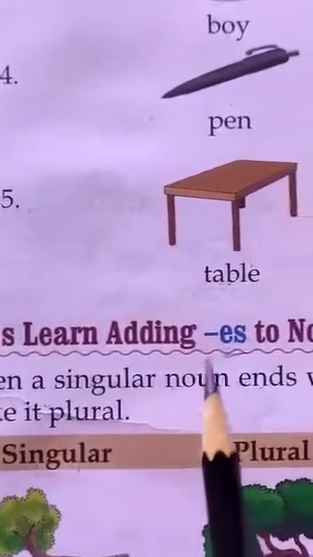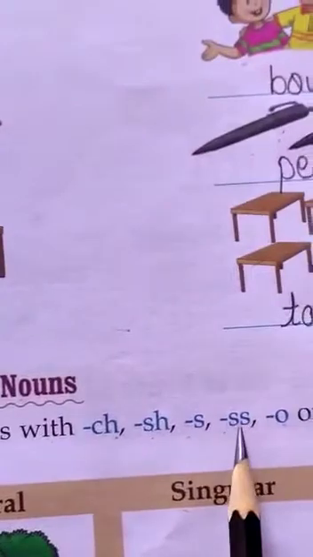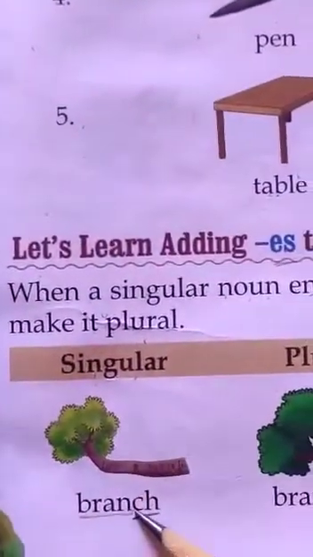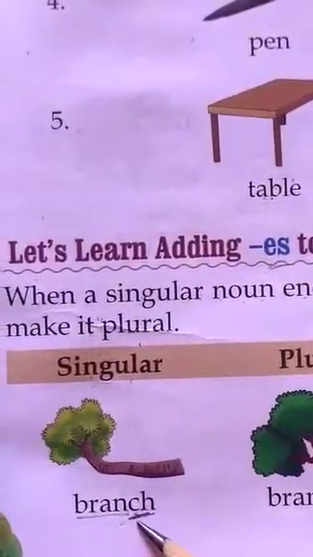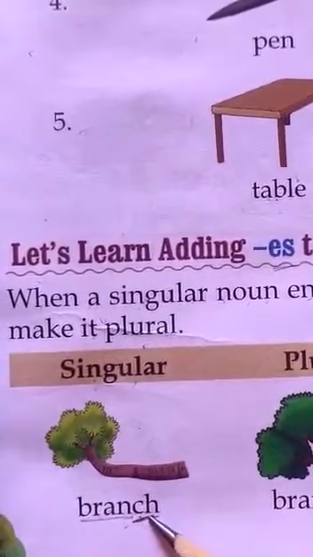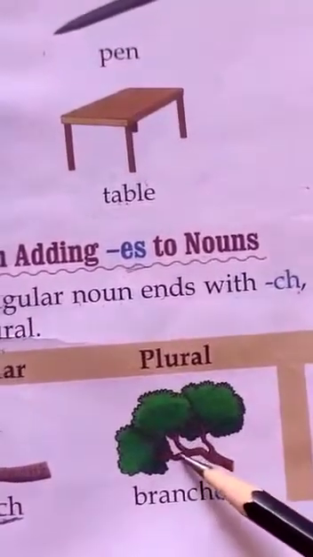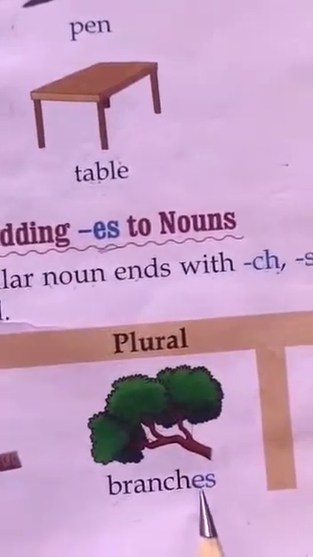When a singular noun ends with ch, sh, s, double s, o or x, we add es to make it plural. Now see an example, branch. This is a branch and it ends with ch. So what will we use? We will use es. You can see there are so many branches, so it is plural form, so we will add es and make it branches. Now the second example, brush.